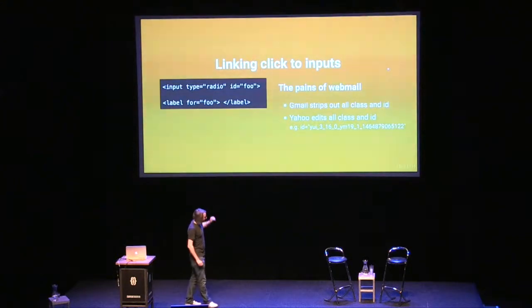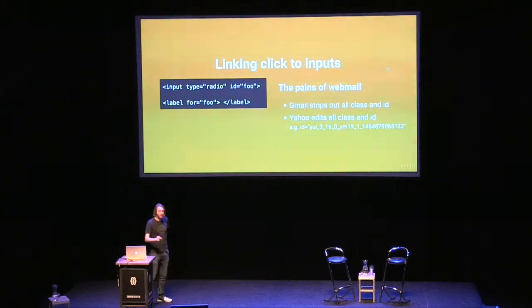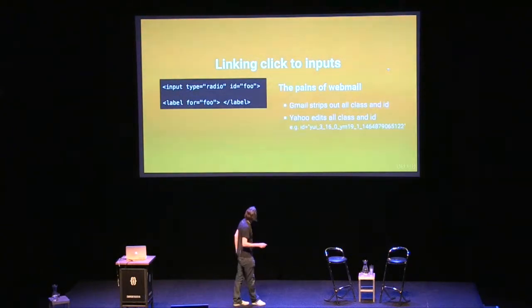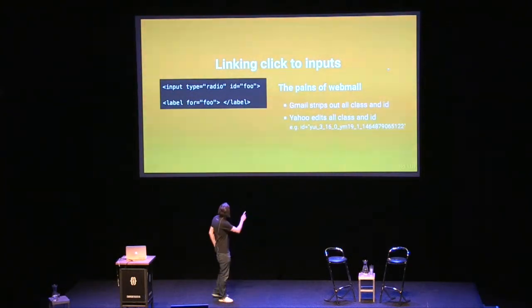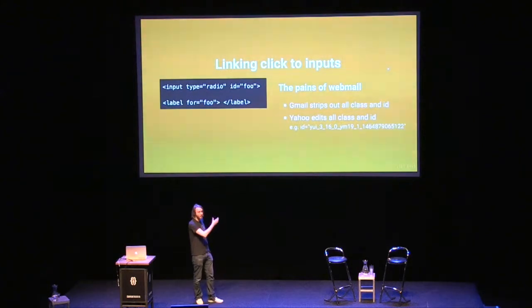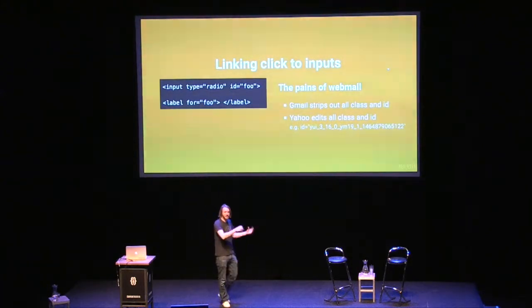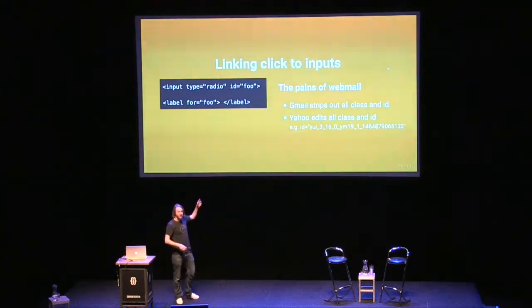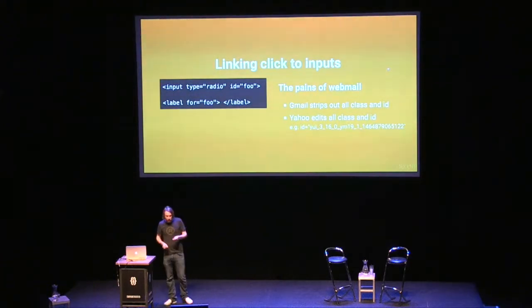In webmail, in email, things work a little differently. So Gmail will strip out every single class and ID that you put into your code, because Gmail hates me. So now, if you look at this in Gmail, it's input type radio, no ID on it. Label for foo, so it's a label which is not associated to anything which is in the same document. So there's no way of checking that input unless I go into Inspector and make it display and then click on it manually.